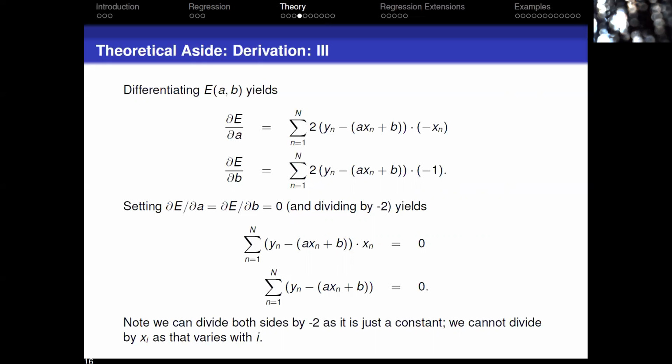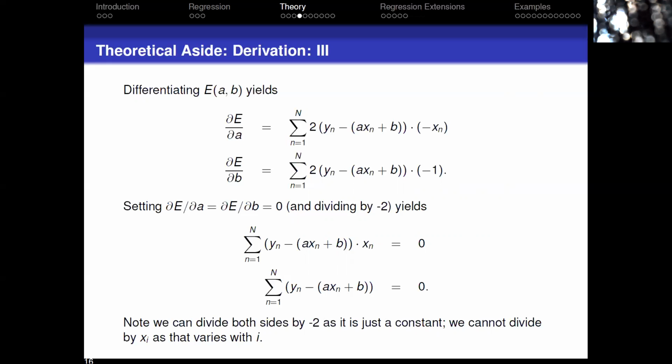So what are we trying to find? A and B. It's always worth remembering what you are looking for. The x's and the y's are known. So if you think about what's going on here, I have a sum of yn times xn. That's just a number. I have the sum of a xn times xn. I can pull the a outside the sum.